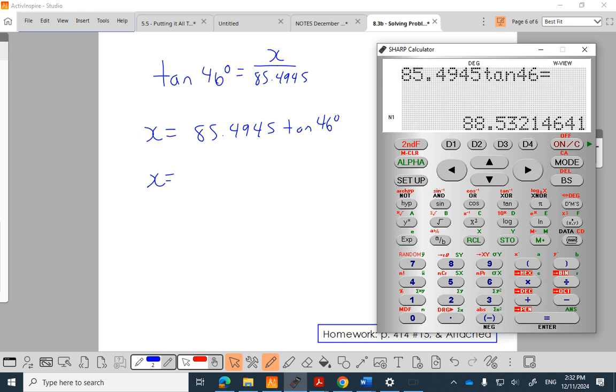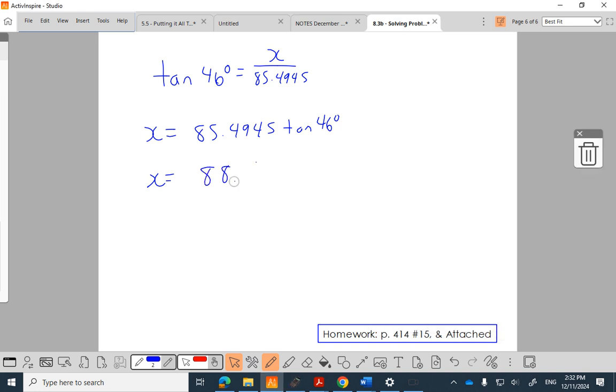Did you get 88.5? Okay, bonus question coming up. What is it about the angle that made it so that 85 was so close to 88? Oh, Mr. Todd, I got that answer. What angle is this? 46 is really close to 45, really close to an isosceles, so the sides are really close together. Oh, we don't need that here, but anyways.